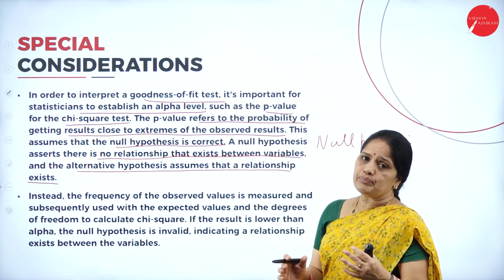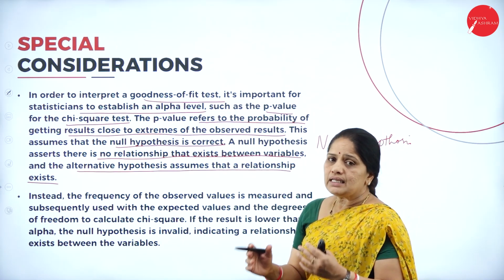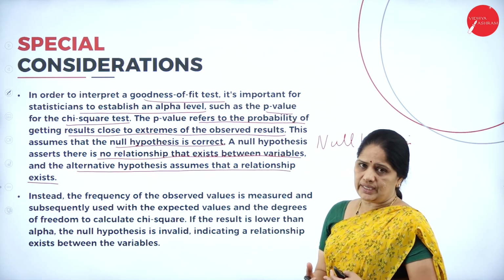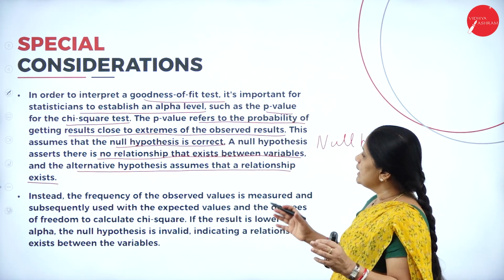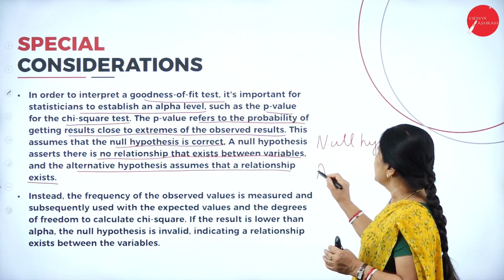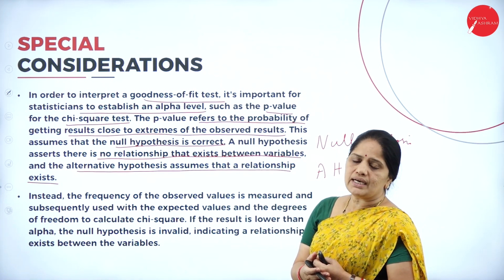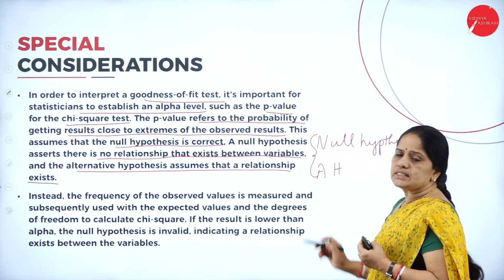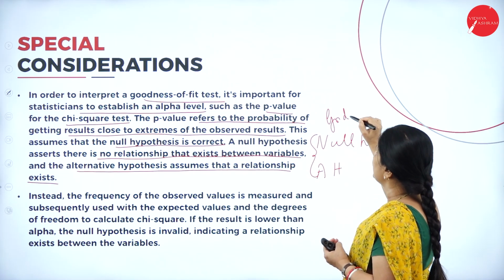Now, what is the null hypothesis? With the help of this null hypothesis, we can prove that there is a relationship or there is no relationship between the two given variables. The null hypothesis tells us that there is no relationship that exists between the variables, whereas the alternative hypothesis tells us that there is a relationship between the two variables. In order to test the null hypothesis and the alternative hypothesis, we need the goodness of fit test.